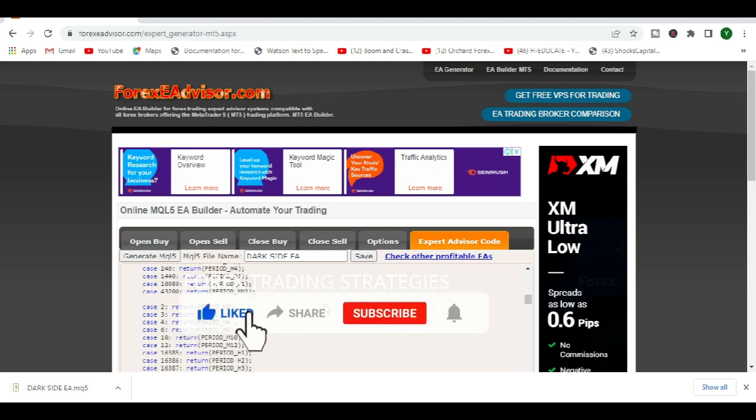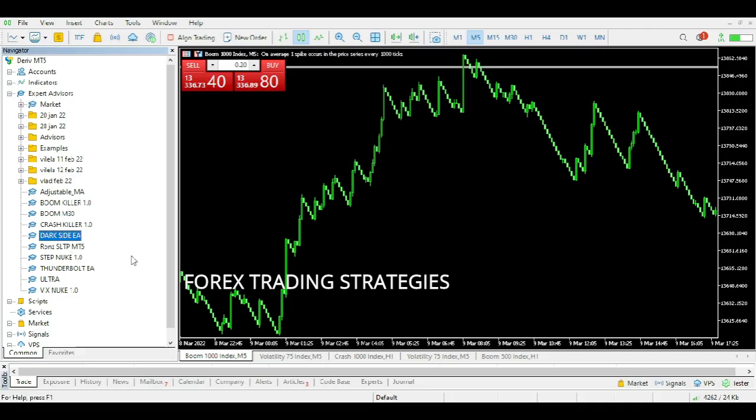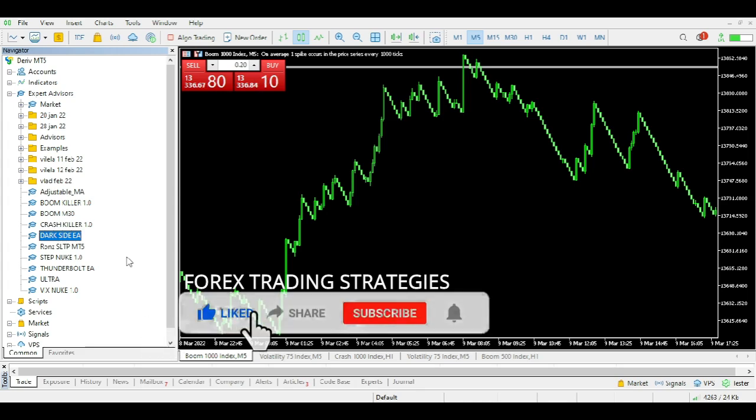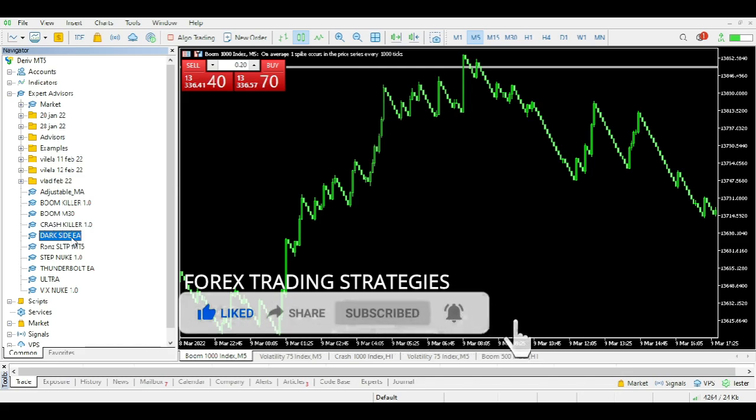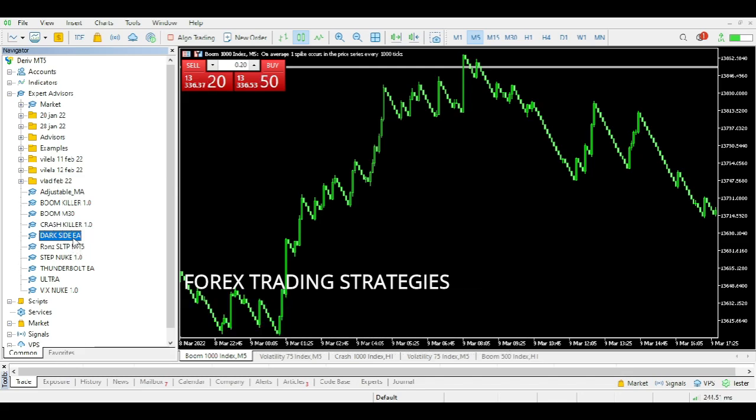So now we are going to go and test it. Okay guys, so that's our Darkside EA. By the way, if you are not sure how we got to this point, to make sure that our Darkside EA can show in our navigator, I've linked the video of how to compile the MQL5 code that you would have downloaded from that builder into a working robot. So go ahead and watch that video.